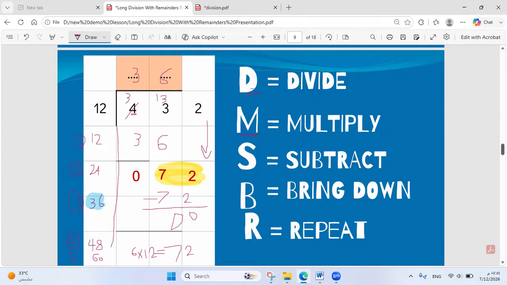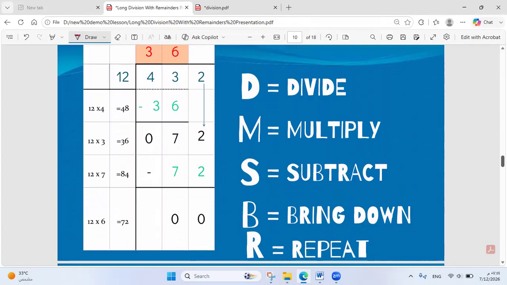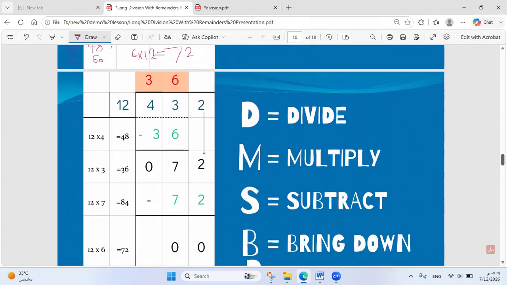Okay, like this. You can see it well here in good writing. What did we do here? Again, first we divide 43 divided by 12 equals 3. Then we multiply 3 multiplied by 12 equals 36. Then we subtract. The next step here, 43 minus 36 equals 7 only. Then we bring down the 2 here. Now we have 72. 72 divided by 12 equals 6.